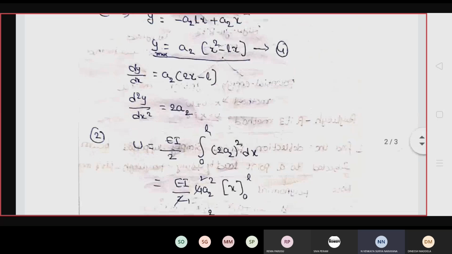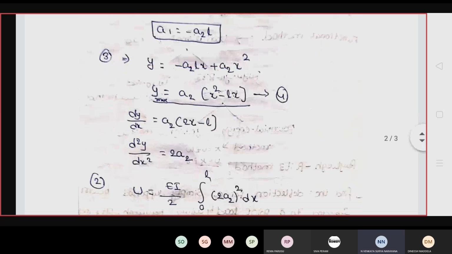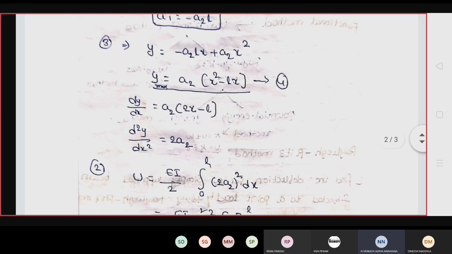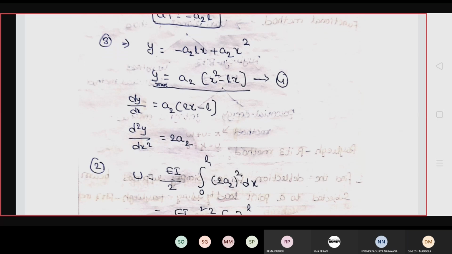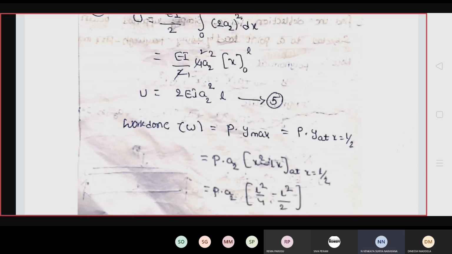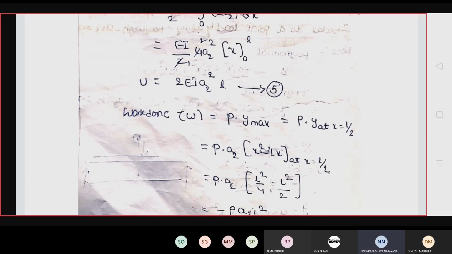Y max will be found. We already know the y value is taken as y max. From equation 3, y max equals a2, assume the y value is the y max value here. Y max equals a2 times x square minus lx. So I'm substituting this value in the work done: P into a2 times x square minus lx at x equal to L by 2.